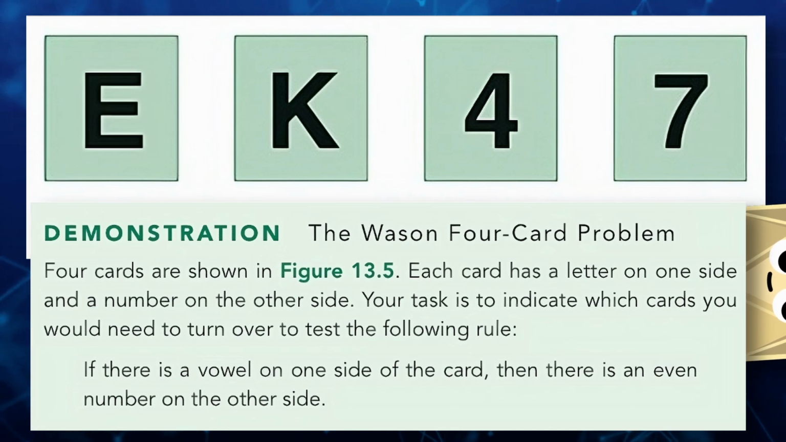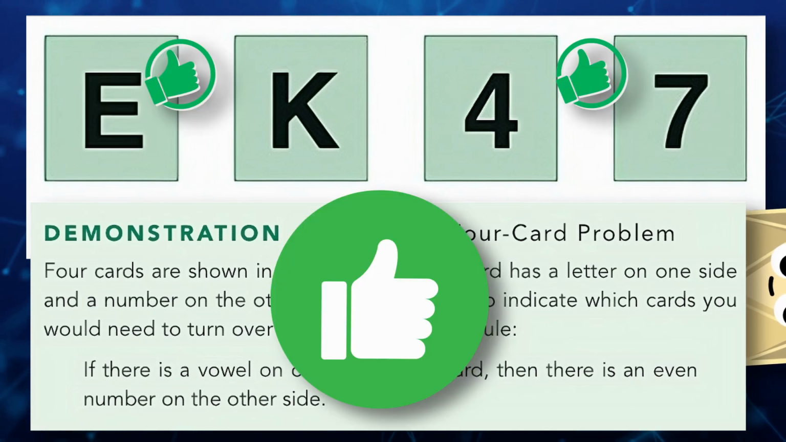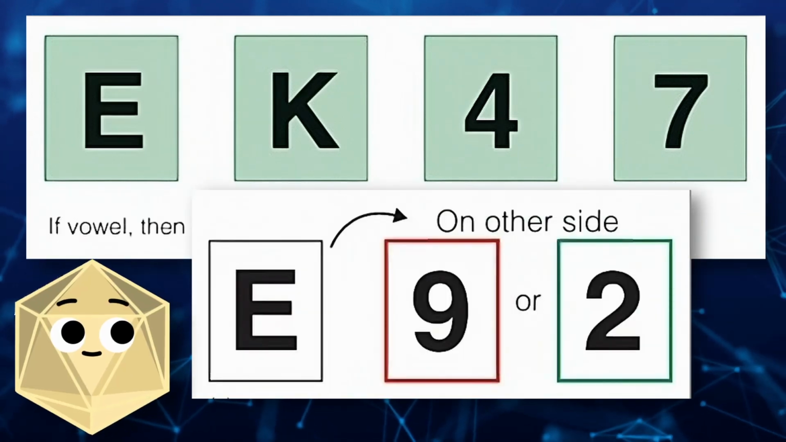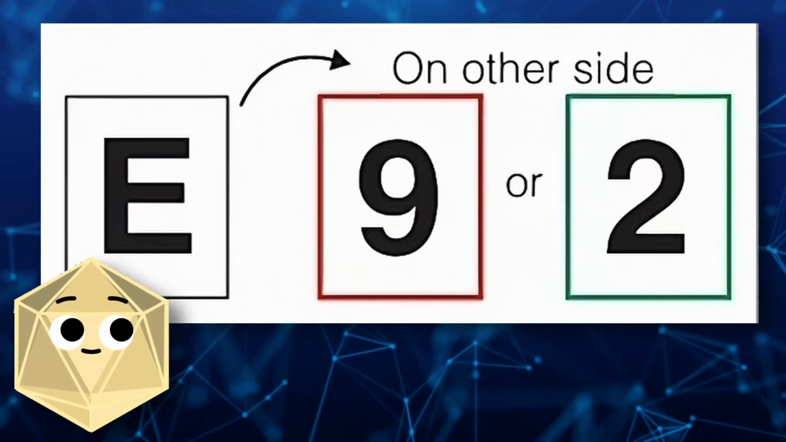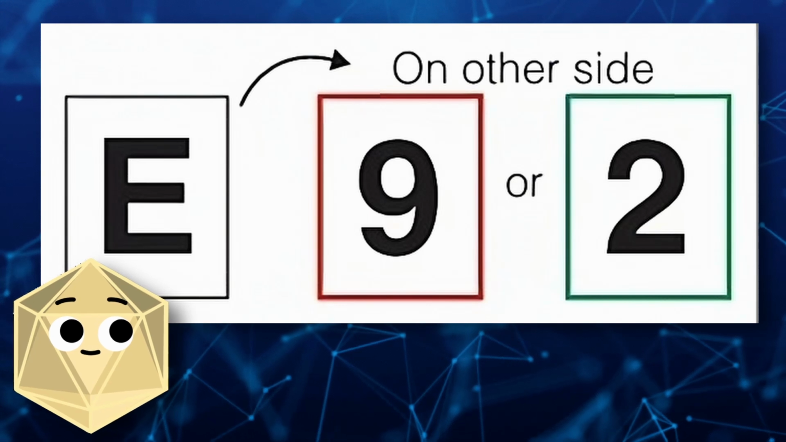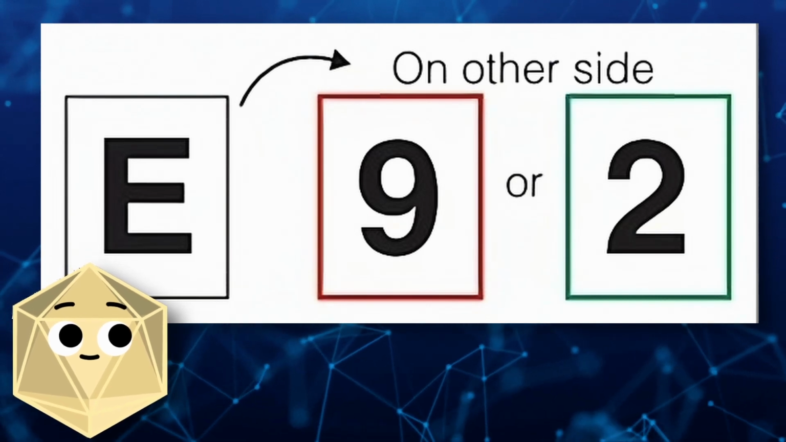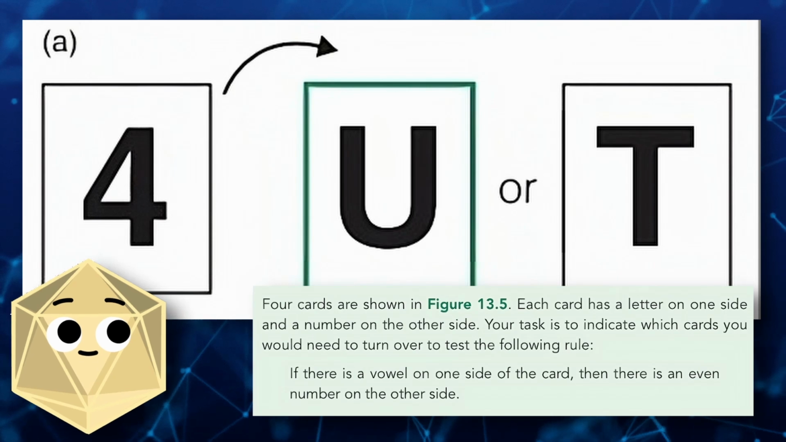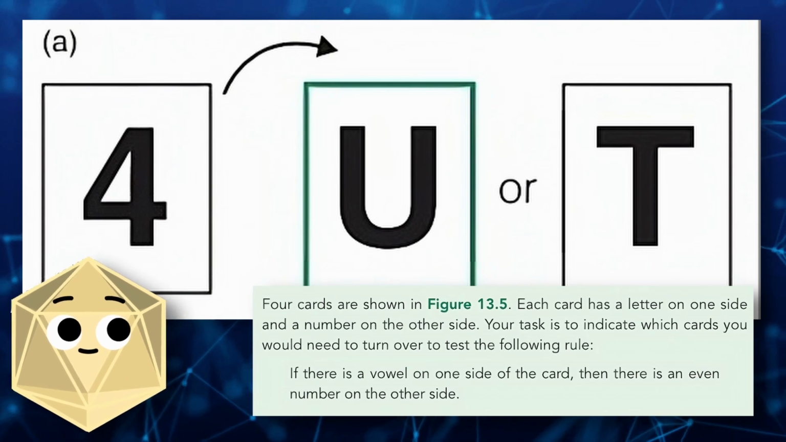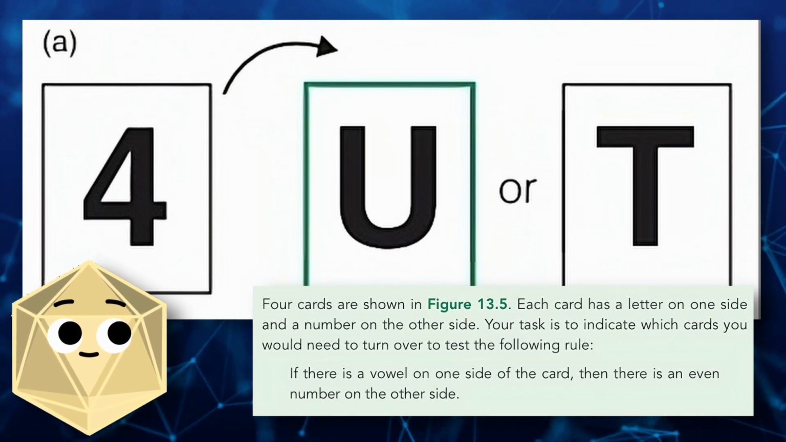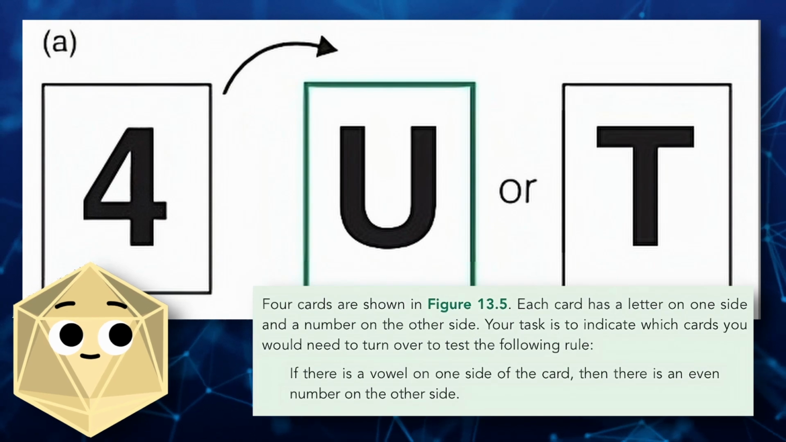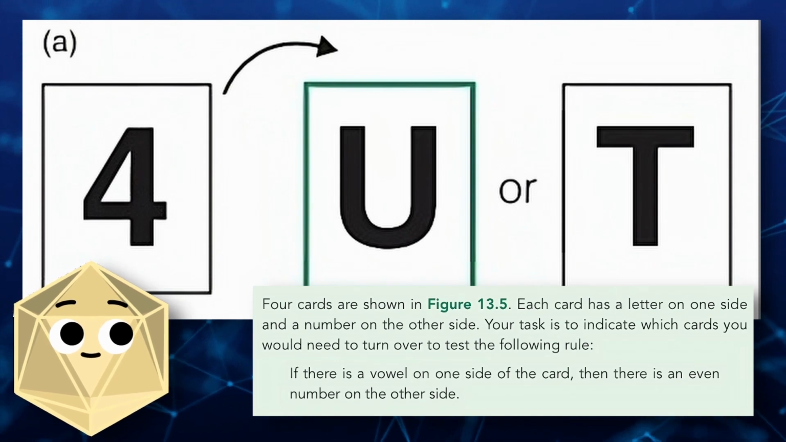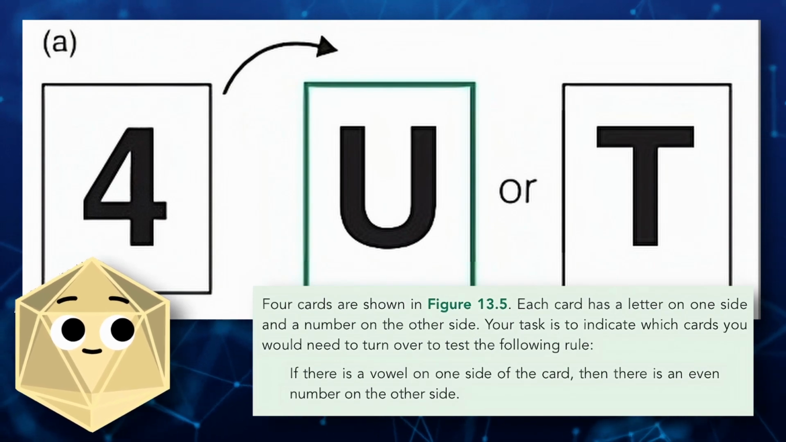Okay, if you picked the E and 7 cards, you're correct. Now let me explain why. If you flip over the E card, it can either have an odd or an even number. If it has an even number, it supports the rule. If it has an odd number, it disproves the rule. If you picked the 4 card, that's incorrect because the rule only mentions vowels and even numbers, not consonants. So flipping over the 4 card might show a vowel, which is fine, but it doesn't really test the rule thoroughly. It just shows that the rule works in this specific case.